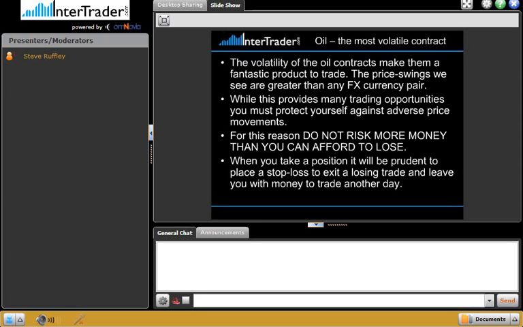So again, we know that the FX markets are still the biggest markets in the world. They're the most liquid. But the oil market is still a huge market. It's just controlled by fewer people. There are only 4 major oil contracts, whereas there are a lot of major currency pairs. That's why there's $4 trillion traded every day in the FX markets.